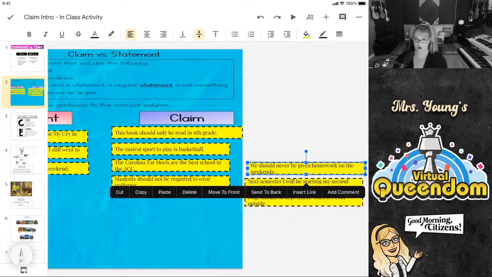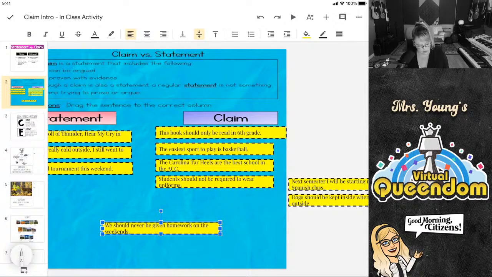We should never be given homework on the weekends. Good job, Jacob. Claim or statement, and why? Good, Aiden. Good, Kira. Yes. Zalim, Hamza, Aya. Great. Ali, Rara. Yes. Sama. Very good. Khadija. Add why? It's arguable. The author is stating that he should not be given homework on the weekends. Yep, it's arguable. You can argue it.